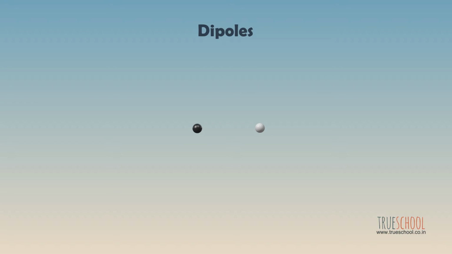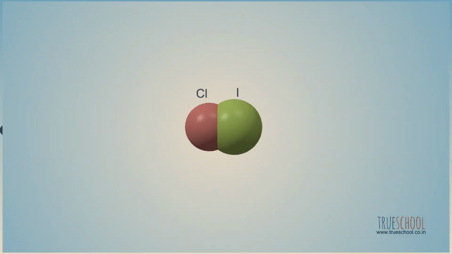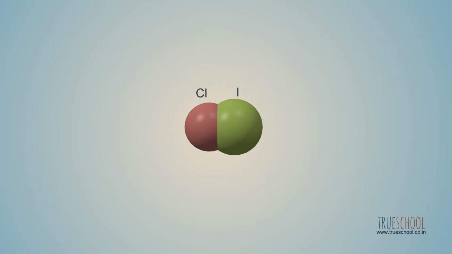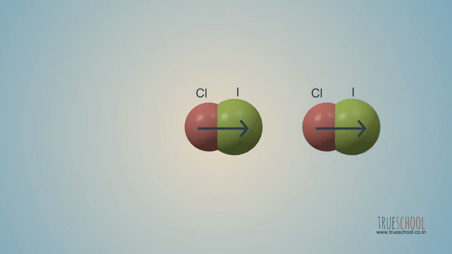We denote a dipole as a vector with its head pointing towards the positive center. It attracts dipoles that are oriented in the same direction and repels dipoles oriented in the opposite direction. Now, coming back to ICl. It acts as a dipole directed towards I. Now, it will attract another ICl molecule if it is oriented like this. This type of intermolecular attraction is called dipole-dipole interaction.